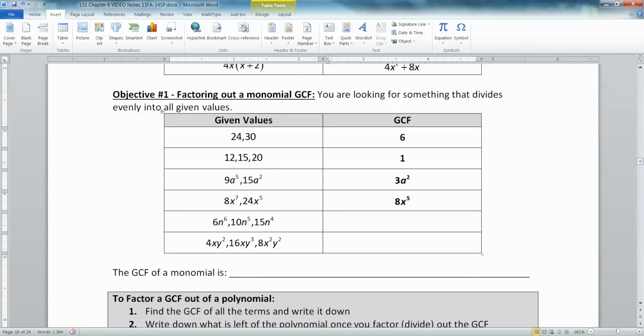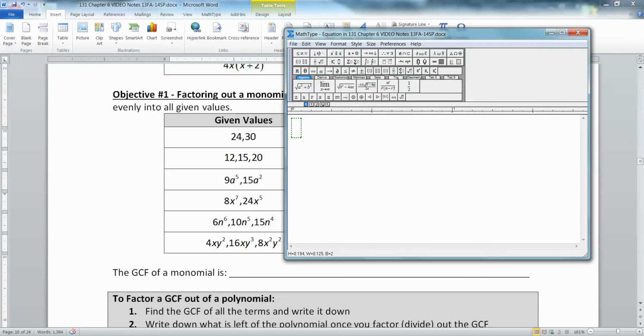All right, now what about the next one? 6, 10, and 15. I don't think anything works for those because 15 is not even, right? If it was just 6 and 10, you could do 2. And if it was just 6 and 15, you could do 3. But it's not going to work on its own.